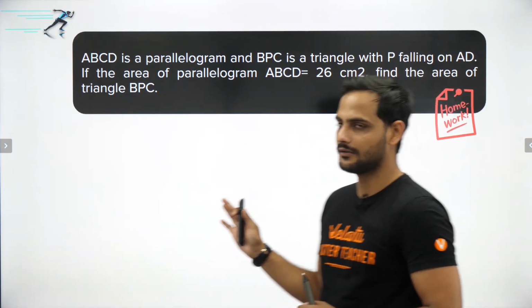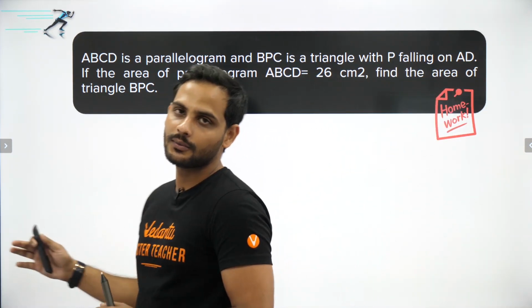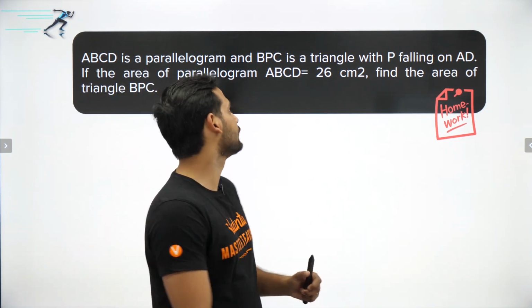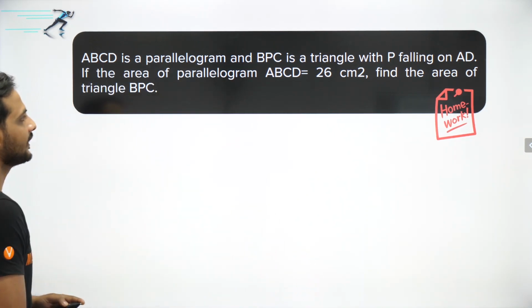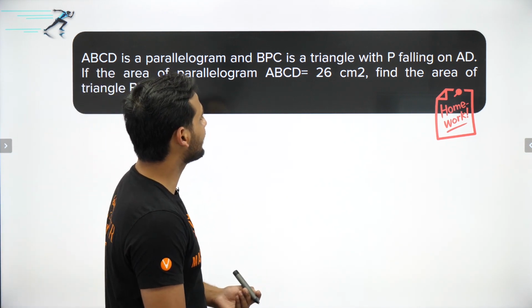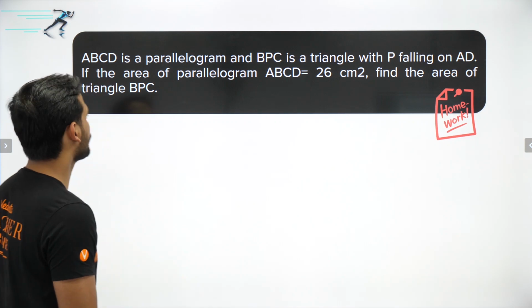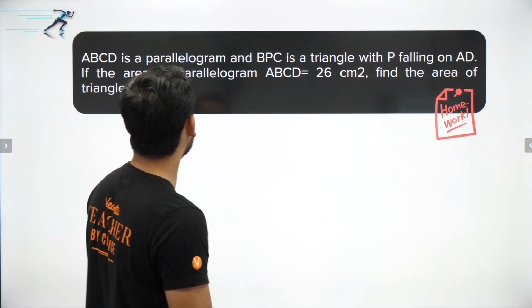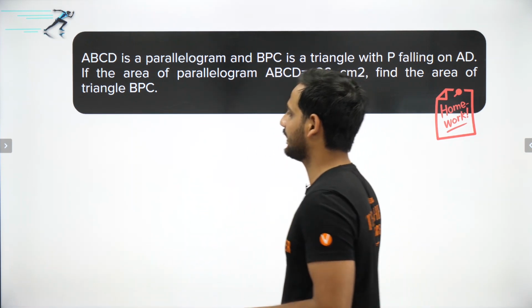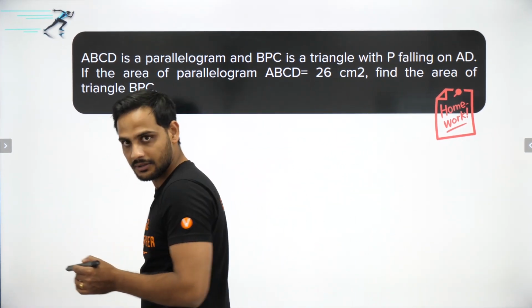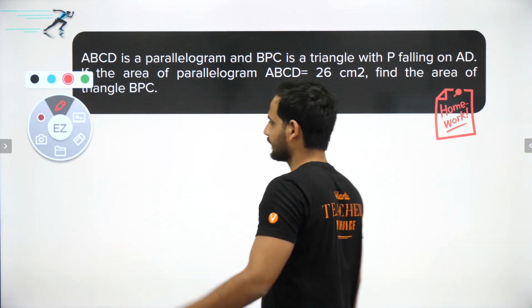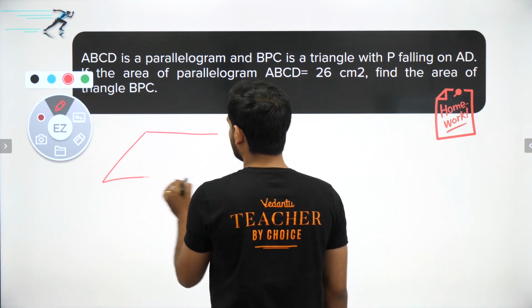So first we'll discuss the homework question which I have given in the previous topic. Okay, and it was quite easy, right? So you can see that ABCD is a parallelogram and BPC is a triangle with P falling on AD. If the area of parallelogram ABCD is 26 centimeters squared, then find the area of triangle BPC. So the diagram looks like this, ABCD is here.